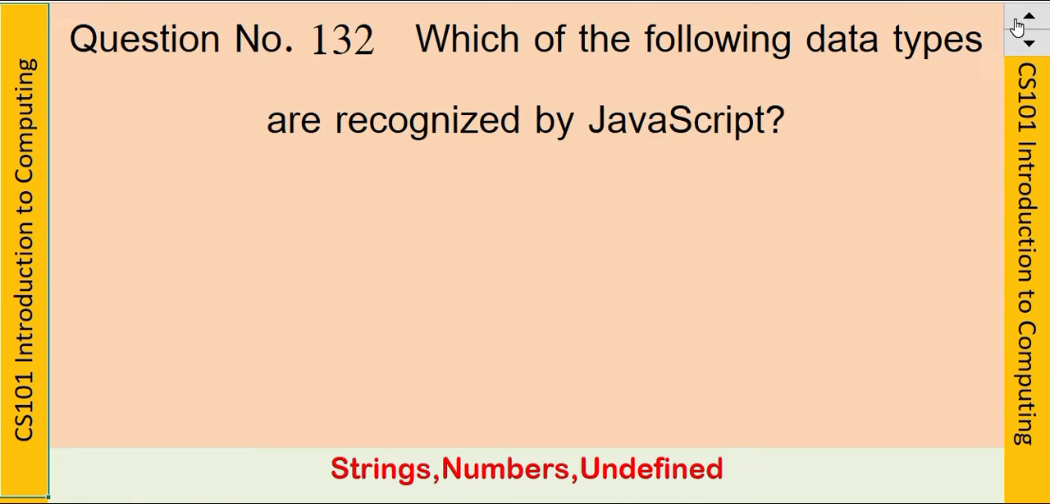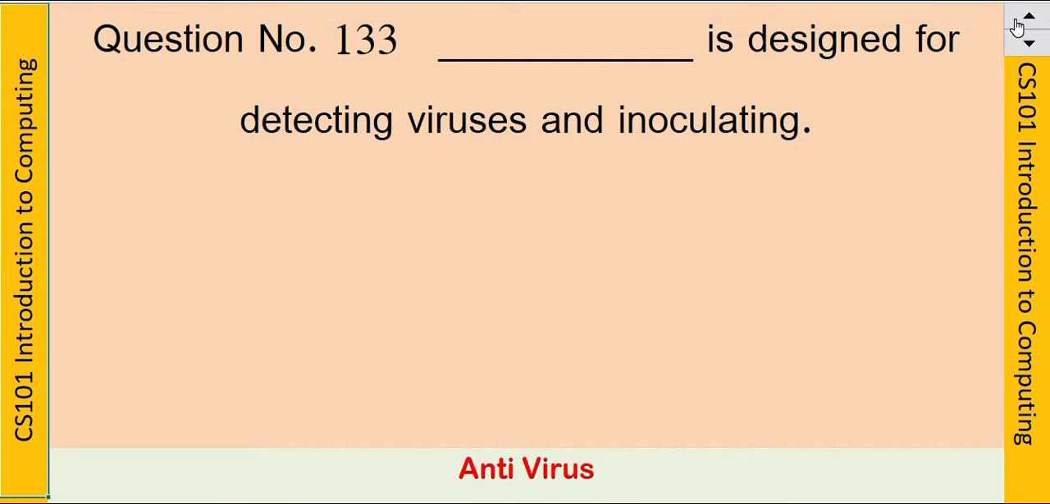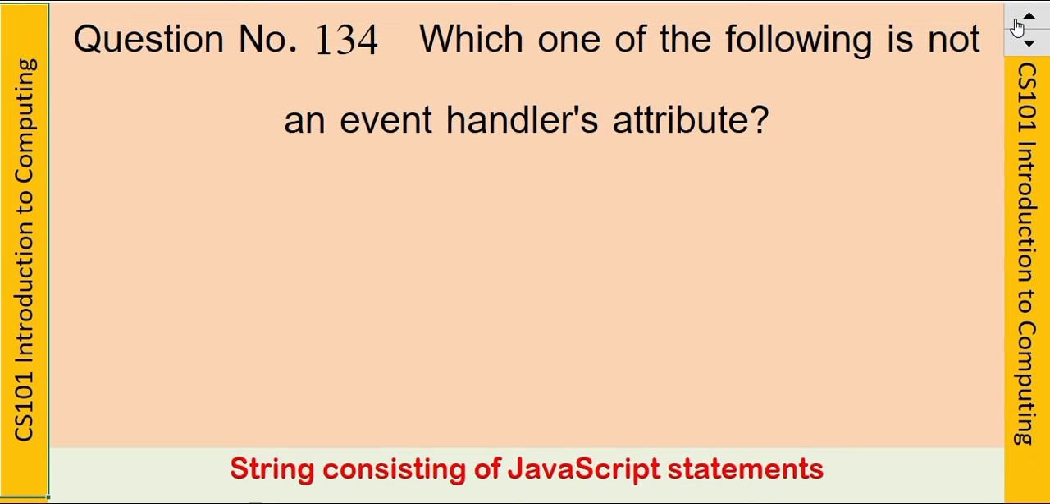Which of the following data types are recognized by JavaScript? Strings, numbers, undefined. Antivirus is designed for detecting viruses and inoculating. Which one of the following is not an event handler's attribute? String consisting of JavaScript statements.